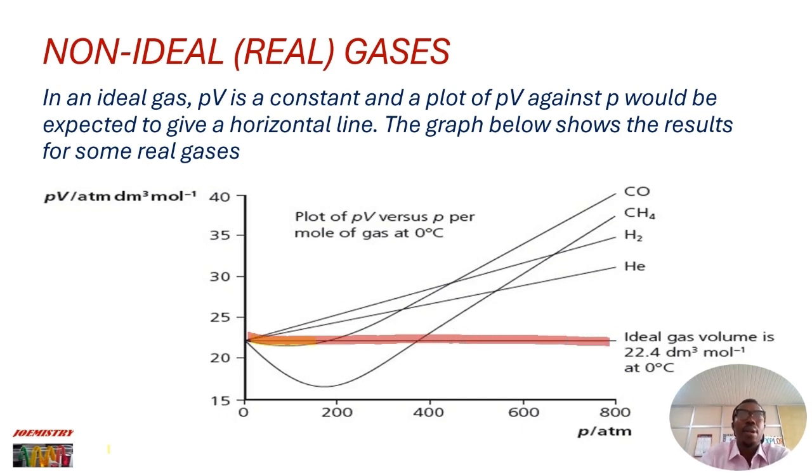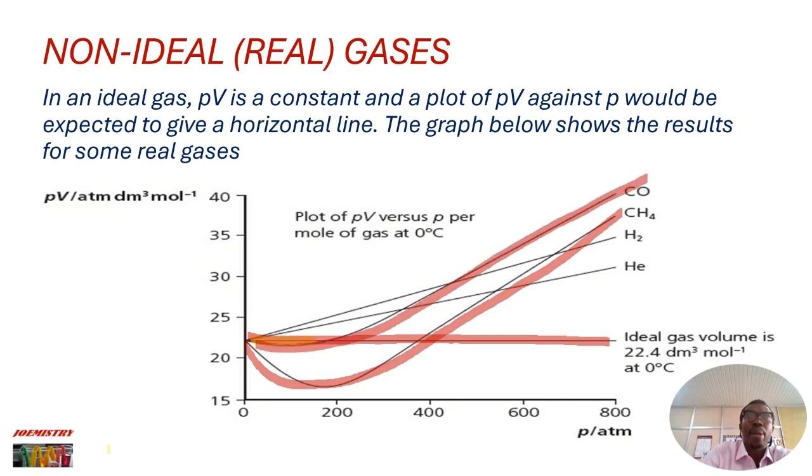So other gases are the real gases. They deviate from ideal gas, like methane, like carbon monoxide, like hydrogen, and helium. All these gases deviate from an ideal gas. So this is a graphical representation of the real gases and ideal gas. The horizontal line shows the ideal gas. You can see the ideal gas volume is 22.4 dm³ per mole at 0 degrees Celsius.